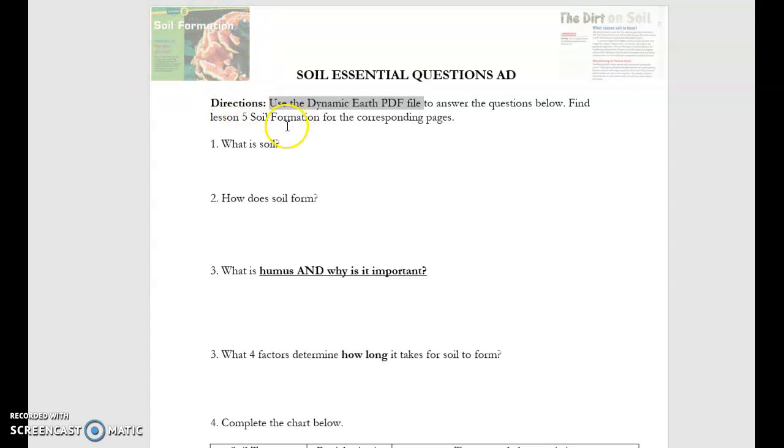But let's just take a look at the first 3 questions. Question 1 says, what is soil? Question 2, how does soil form? And question 3, what is humus? This word is pronounced humus, not hummus. That's something that we eat made out of chickpeas, but this is humus. And why is it important? So humus is something that we find in soils, and we will find out what it is. Okay, so we're just going to focus on the first 3 questions here.